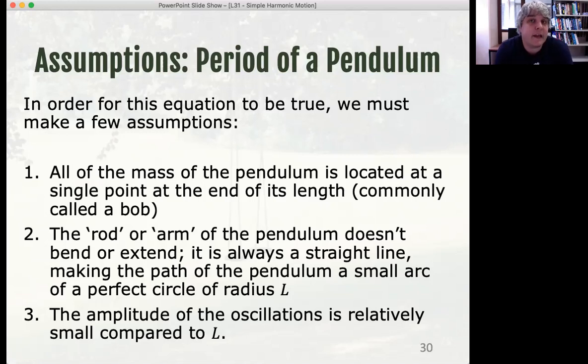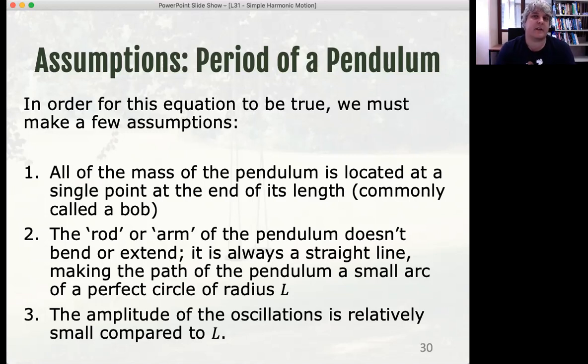And if we make that assumption, or if the pendulum rod or string does stay pretty much straight and never bending or extending, that means the motion of the pendulum bob will be pretty much an arc of a perfect circle, right? Part of a perfect circle. And so that's another one of the assumptions.